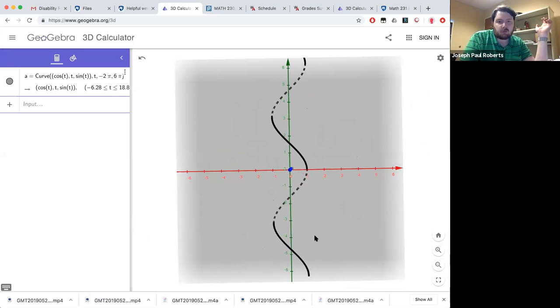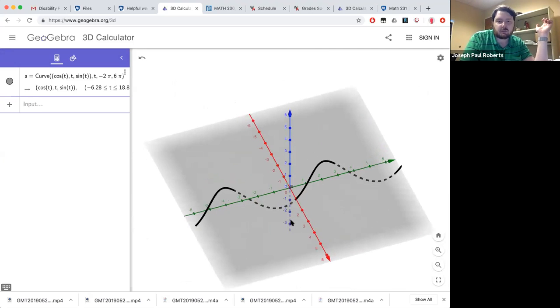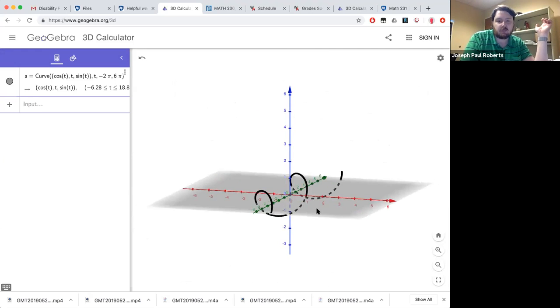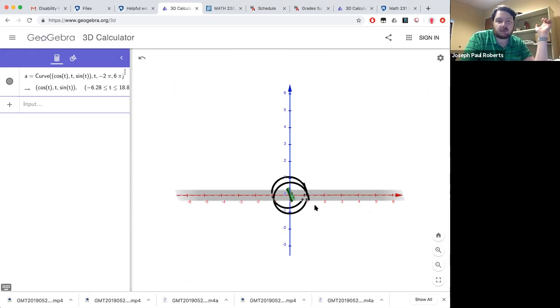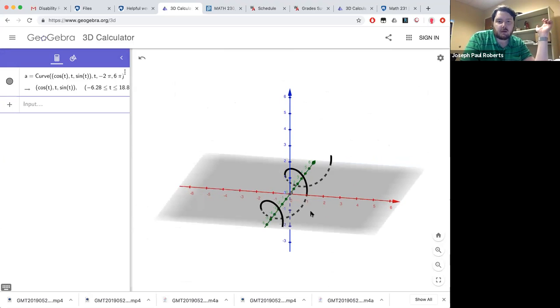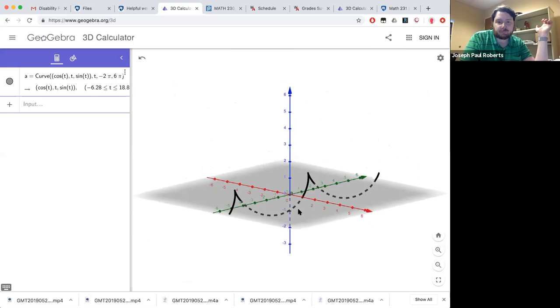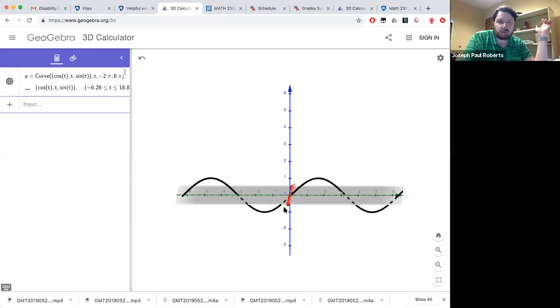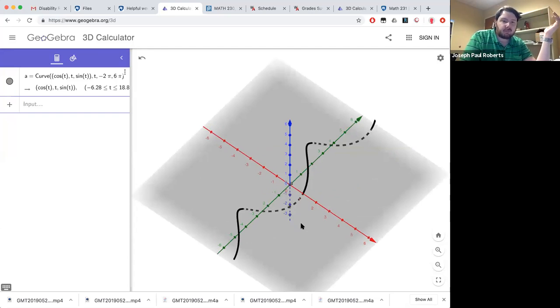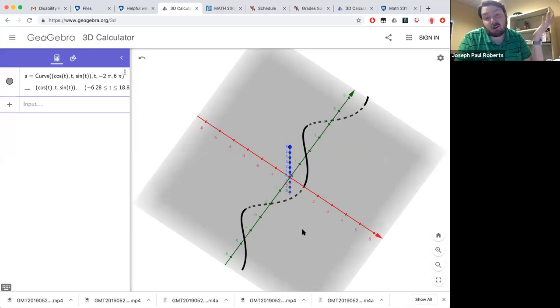And then when we looked at the XZ shadows, I want to see red and blue axes, and I saw a circle. So what do you know? There we go. And then the YZ, I want to see green and blue. I had Z equals sine of Y. And there we go.